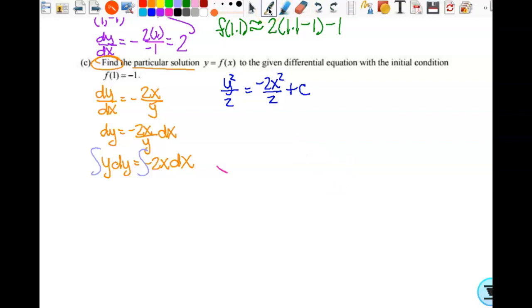Okay, so I've got two options here. I could solve for y, but I also could just go ahead and solve for c. The more efficient way most of the time is just to go ahead and solve for c. So we're going to substitute that in. We have f of 1 equals -1, so what do I substitute in for y? -1. -1 squared over 2 equals, these 2's cancel out here, right? So I really just have -1 squared plus c.